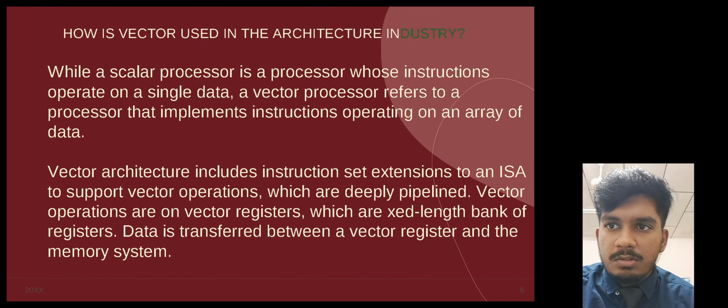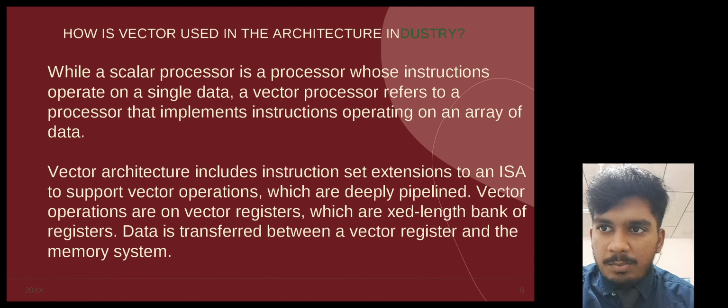So how is vector used in architecture? While a scalar processor is a processor whose instructions operate on a single data, a vector processor refers to a processor that implements instructions operating on an array of data. Vector architecture includes instruction set extensions to an ISA to support vector operations, which are deeply pipelined. Vector operations are on vector registers, which are fixed-length banks of registers. Data is transferred between a vector register and the memory system.